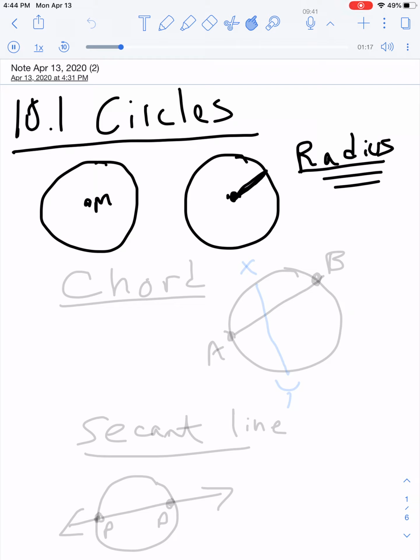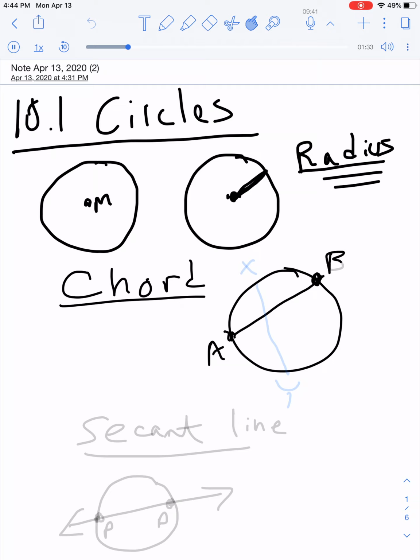A couple other things that we have in a circle is one called a chord. A chord of a circle merely connects 2 points on the circle. It's like points A and B. That would be a chord. Or I can do it in blue here. I could have something over here like chord XY. That would also be a chord. So a chord does nothing more than connect 2 points of a circle.